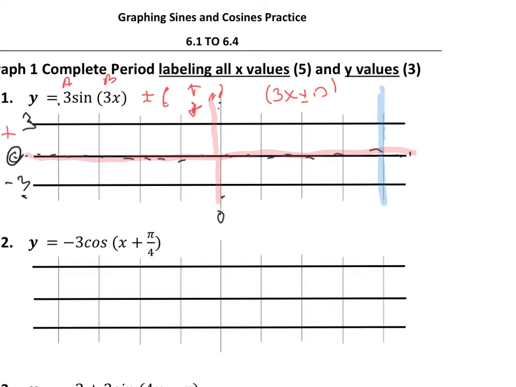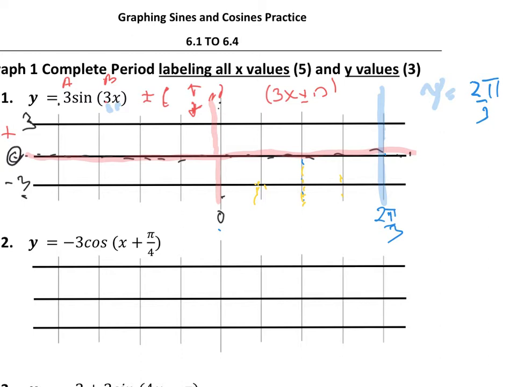My b is a 3, so the period takes 2 pi divided by 3. So I know for a fact that from the beginning to the end is 2 pi over 3. And the reason I chose to spread it out like this is because it's already cut in half. I'll do it a different color. It's already cut in half here, and here and here. So I've got nice places to put my numbers.